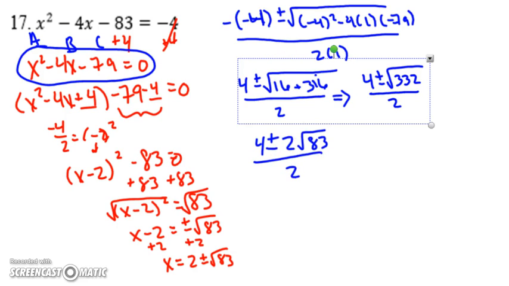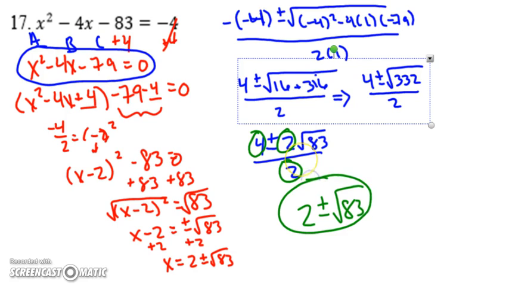And now what we can do is look at the numbers outside the radical. I can simplify all those by 2. So 4 divided by 2 gives us 2. Plus or minus 2 divided by 2 just gives us 1. So radical 83, and then again 2 divided by 2 gives us 1, and we don't need to put anything over 1. So there's our final answer, which is the same as when we completed the square.